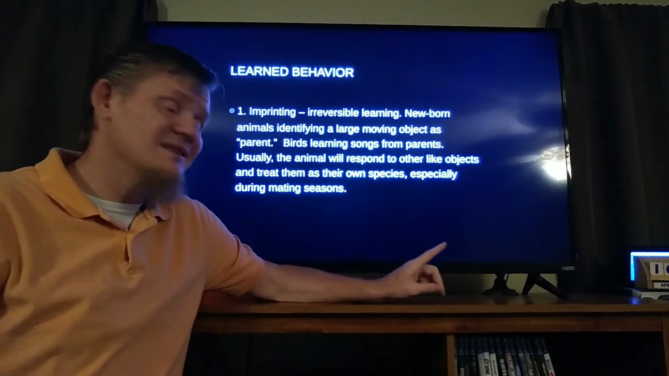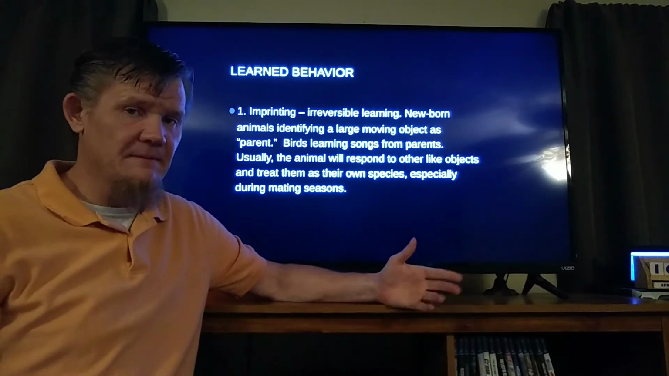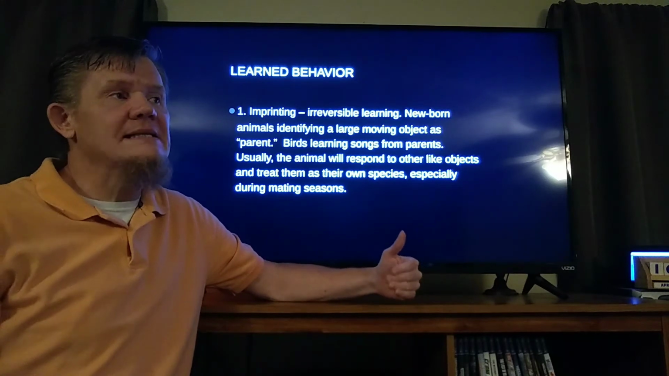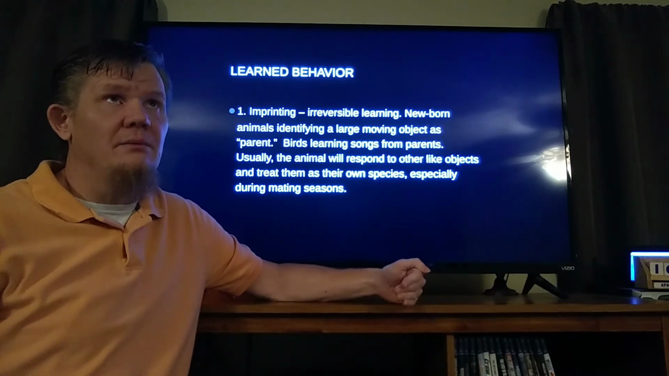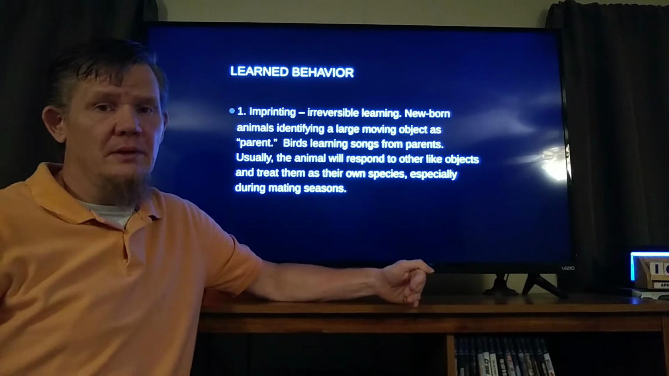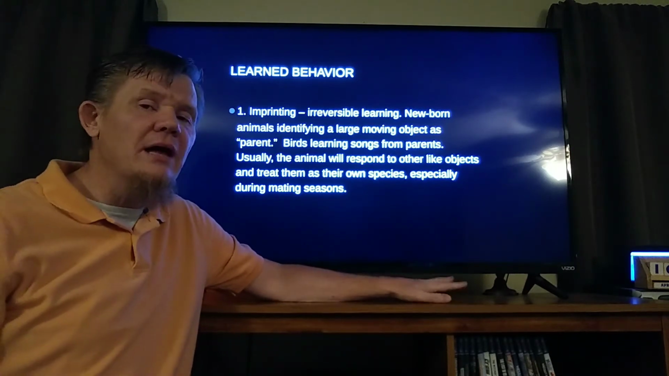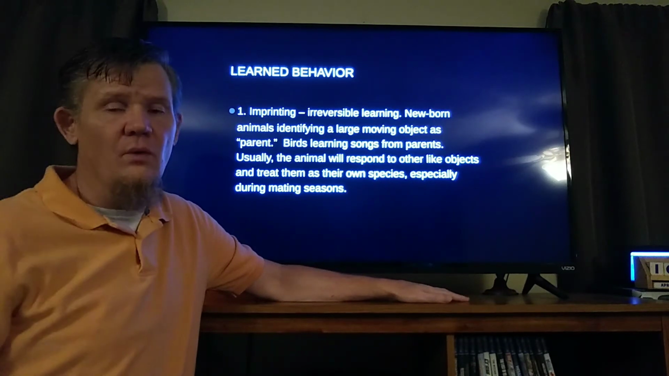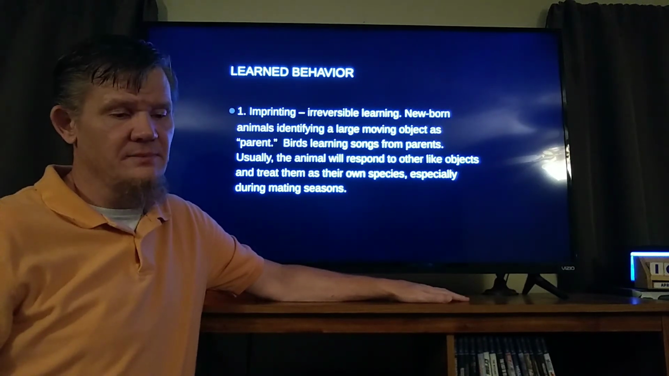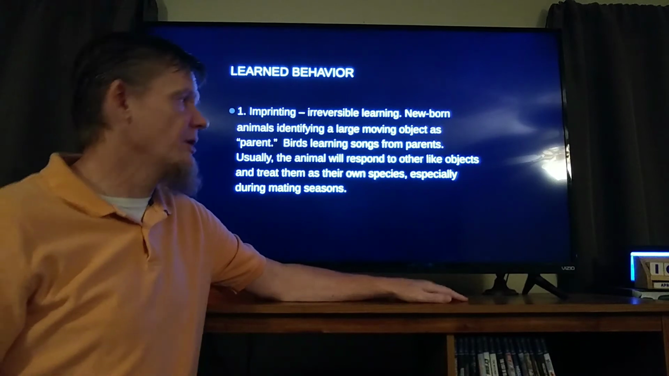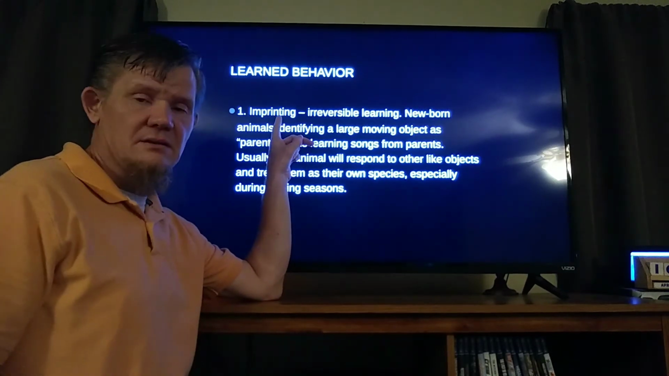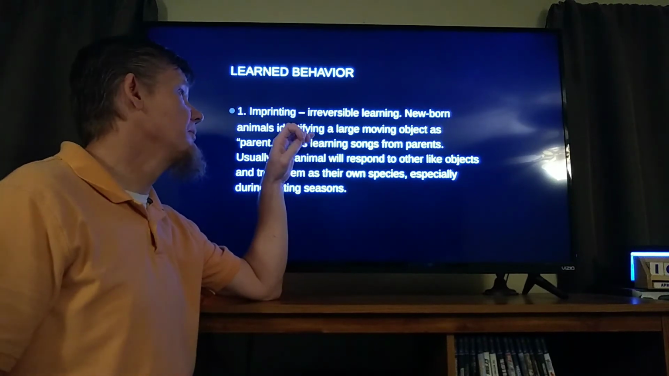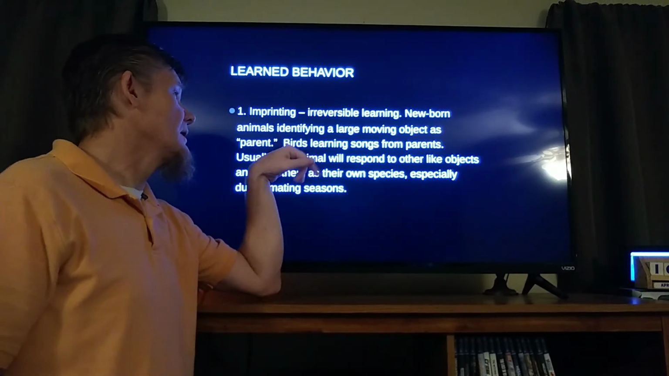Our first and simplest learned behavior is called imprinting. This is when an infant, a baby, sees the first large moving object and says, that is mom. And then it will follow that organism around, follow that animal around for its entire adolescence. Birds will imprint. Birds are actually really classical imprinters. But other animals can do it too.